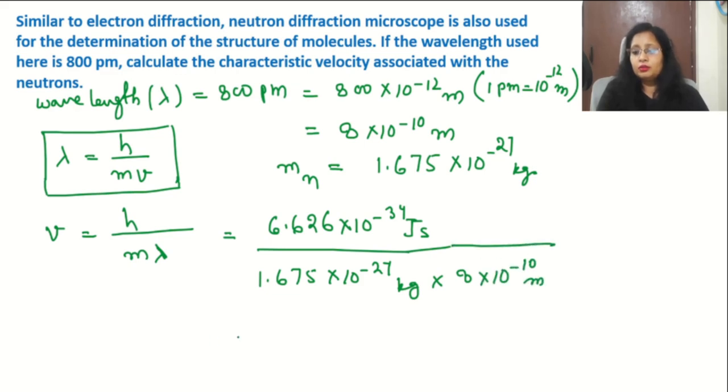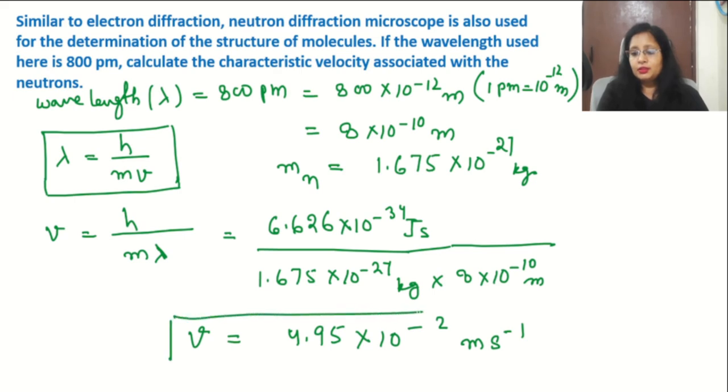Now, doing the calculation, we will get the value here, which is 4.95 into 10 to the power minus 2 meter per second, which is the velocity here. So friends, here is the answer. Very easily we got the answer.